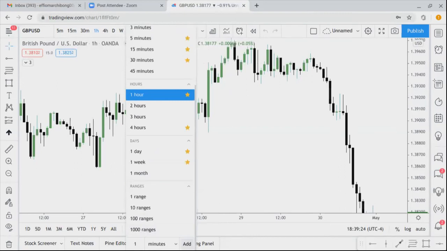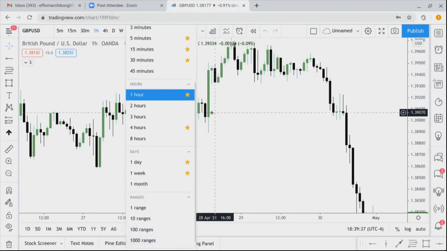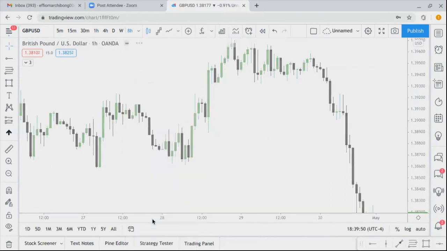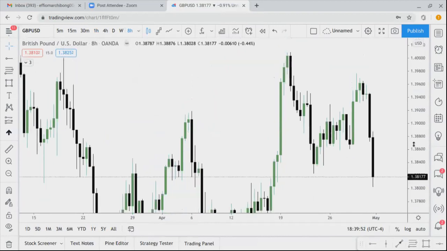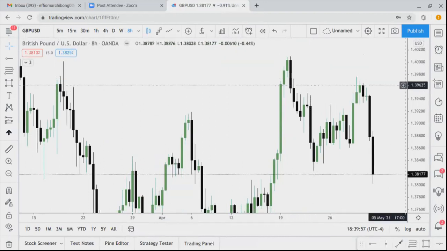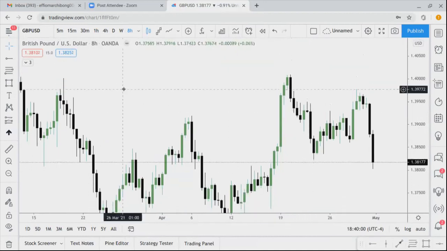So I'm going to add something here. Perfect. Good, that's what I was looking for. I want to add the 8 hour. Can you imagine? We have 1 second, 5 second, but who trades there? So I was looking for the 8 hour candle. So 8 hours, there you go. 8 hour candle. Now this is GBP USD.